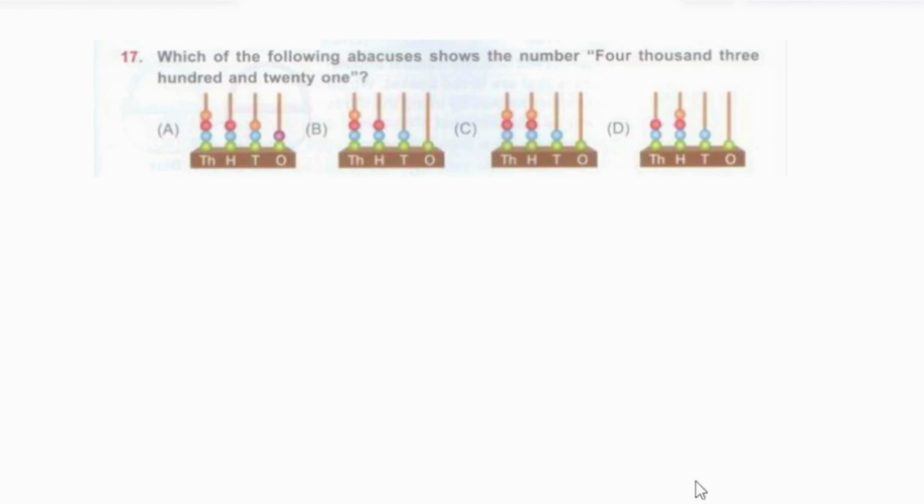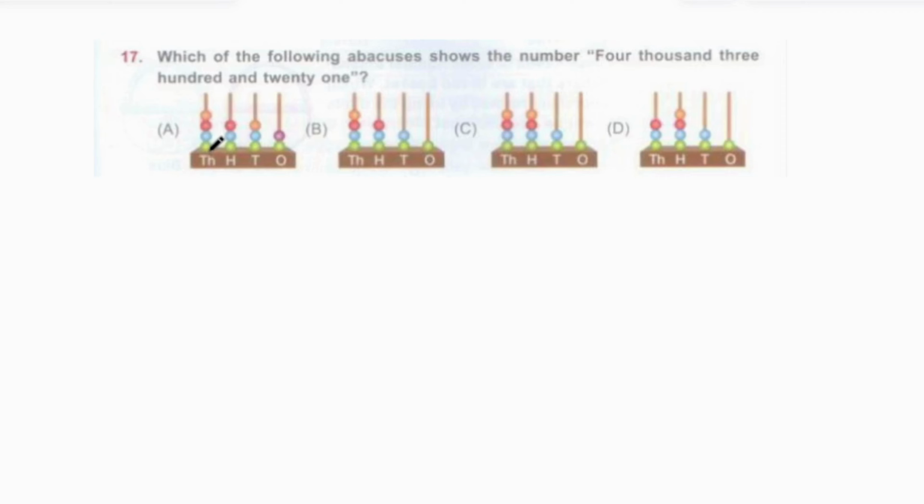Let us see question number 17. The question is, which of the following abacuses shows the number 4321? So what we need to do is count the beads and write down the value of the beads below each of our options. Let's start with option A.